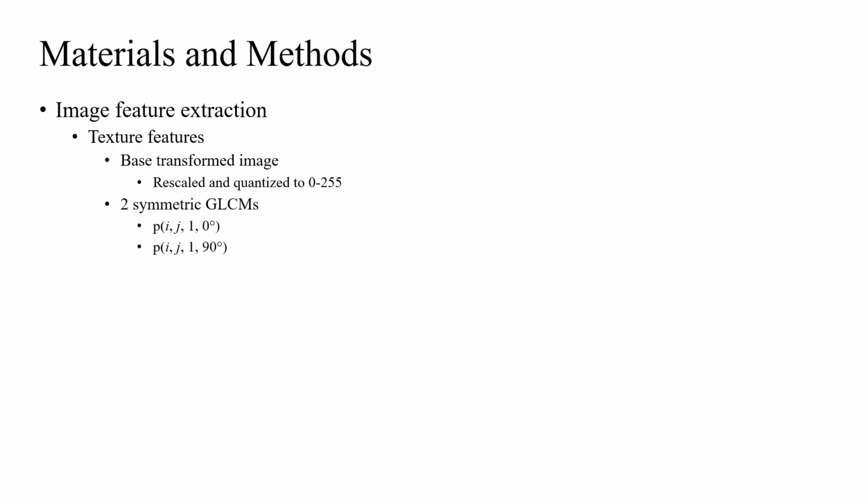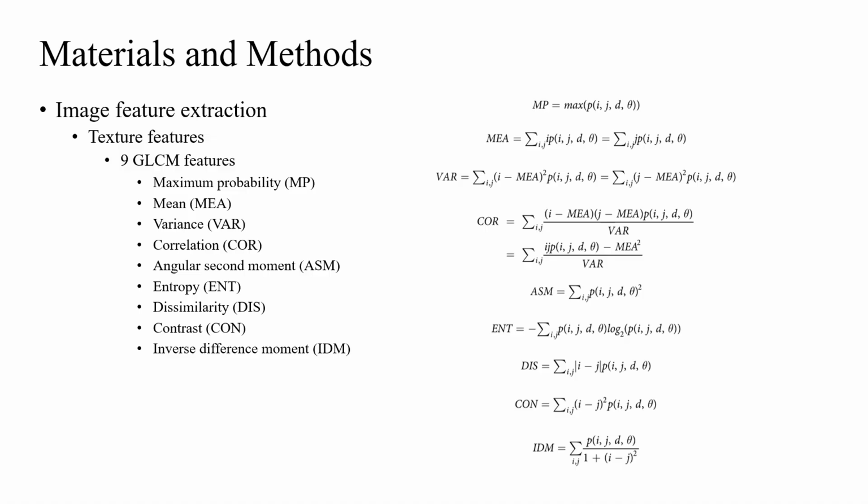Then two symmetric GLCMs with 1 pixel displacement and 0 and 90 degree scanning directions were calculated respectively. During GLCM calculation, all NA values from Canopy mask were ignored. For each GLCM, 9 features were extracted, including maximum probability, mean, variance, correlation, angular second moment, entropy, dissimilarity, contrast, and inverse difference moment. And the same features from the two GLCMs were all averaged.